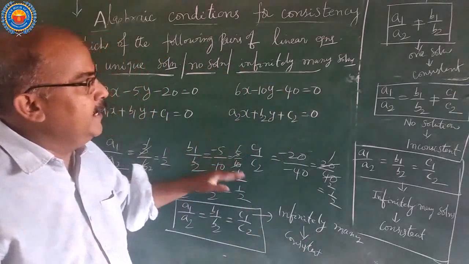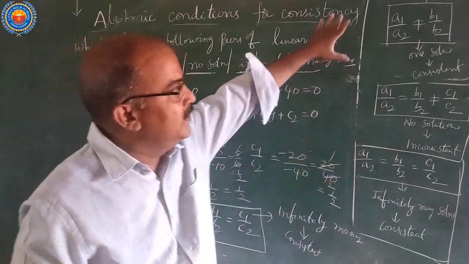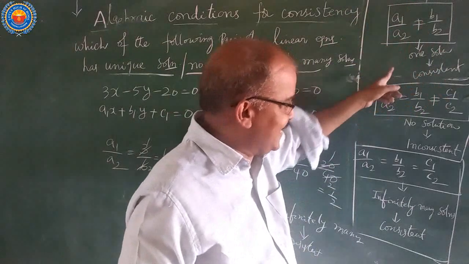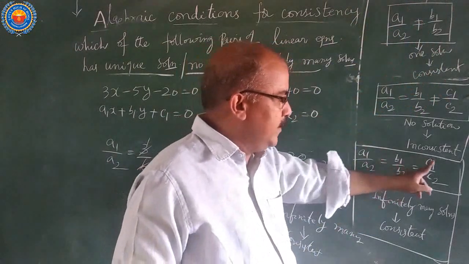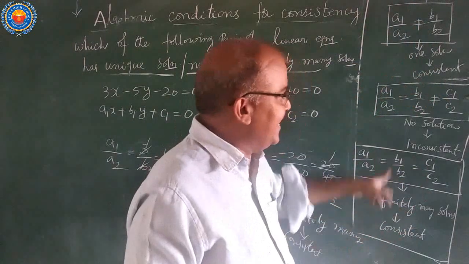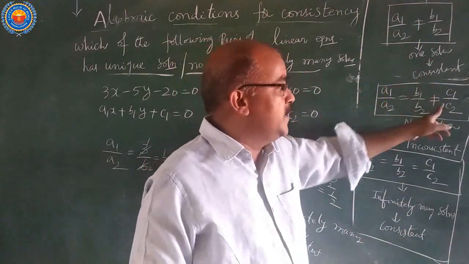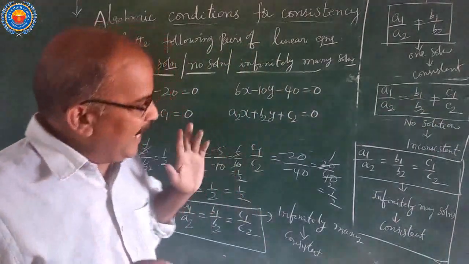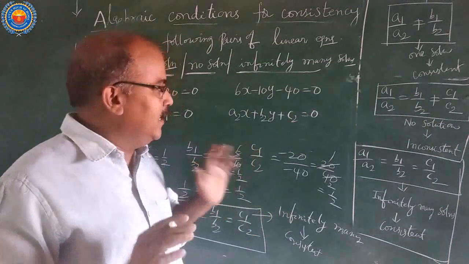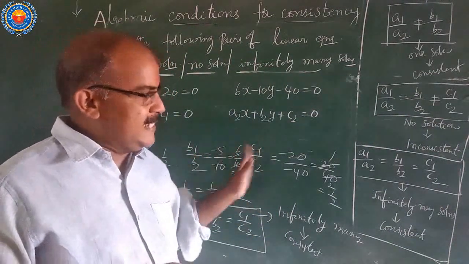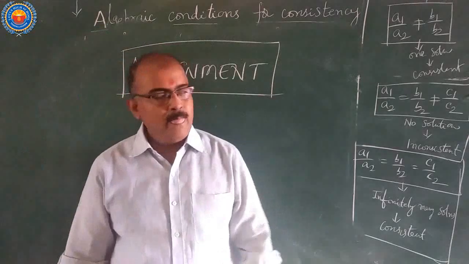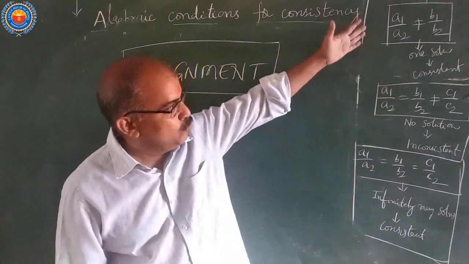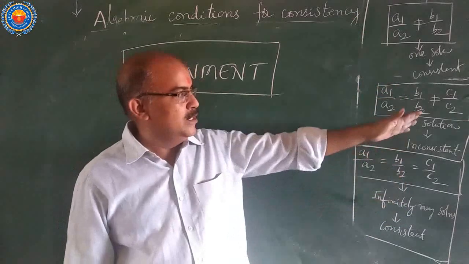So very important. Today we are discussing: a1 by a2 is not equal to b1 by b2, one solution, consistent. a1 by a2 is equal to b1 by b2 is equal to c1 by c2, infinitely many solutions, consistent. a1 by a2 is equal to b1 by b2 is not equal to c1 by c2, no solution, inconsistent. All of you watch the video and practice these sums also. We discussed consistent and inconsistent, that is one solution, infinitely many solutions, no solution.